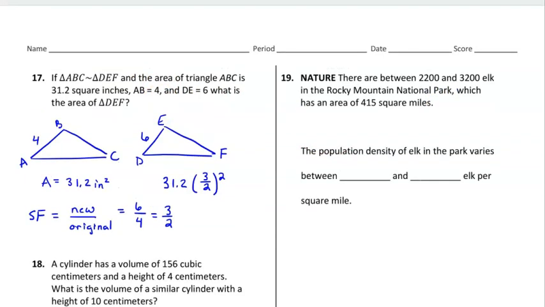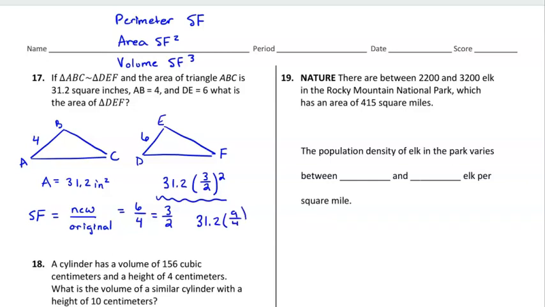And so on your reference sheet, for perimeter, you're just going to do your regular scale factor. For area, it's going to be scale factor squared. And for volume, it's going to be scale factor cubed, because for volume, you're working with 3 different dimensions. And then go ahead and throw this into your calculator. That's going to be the same as 31.2 times 9 over 4, and that ends up giving us 70.2.